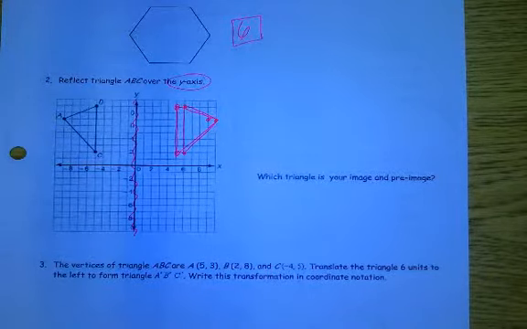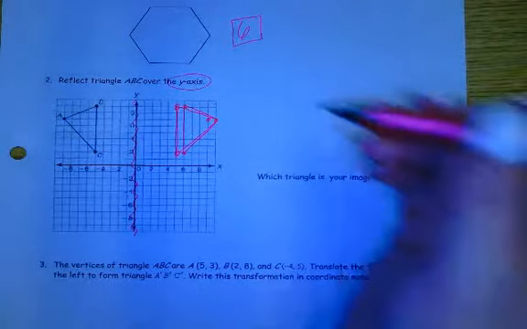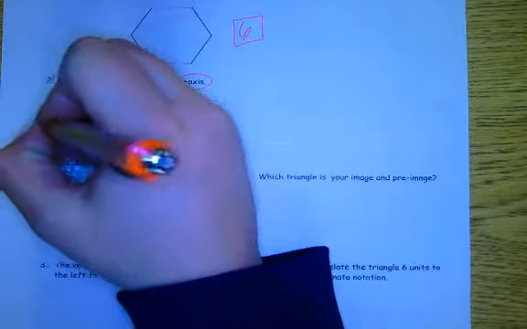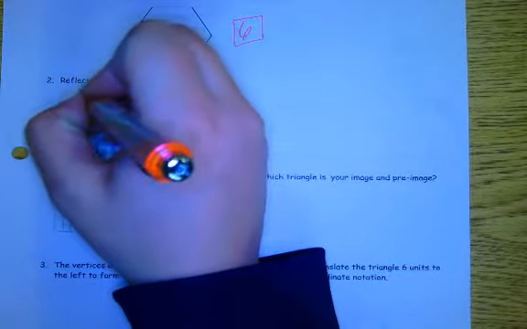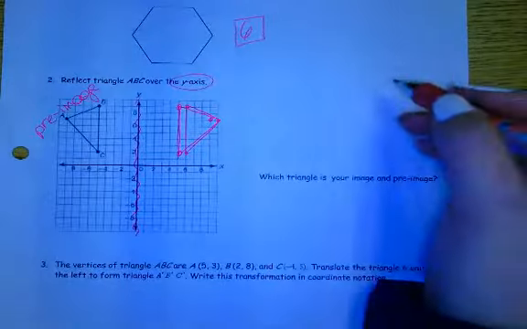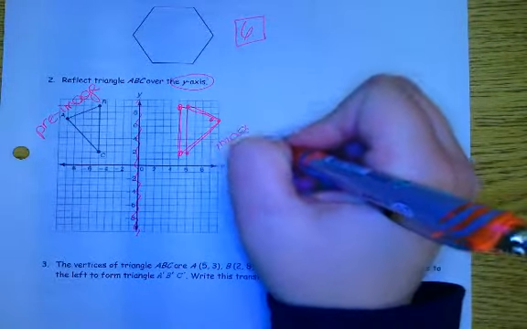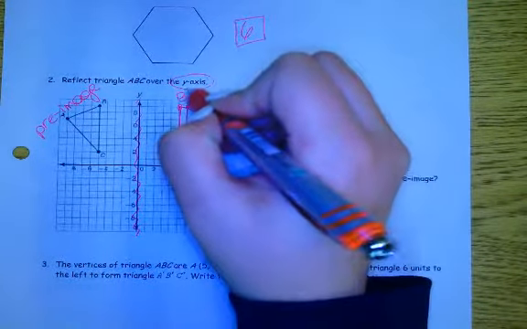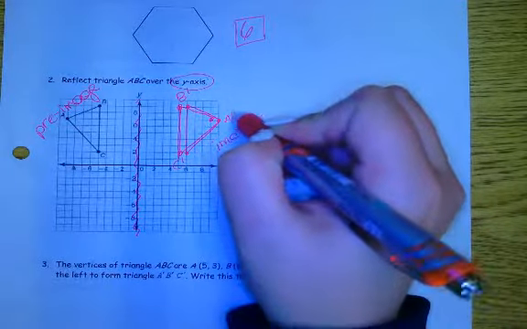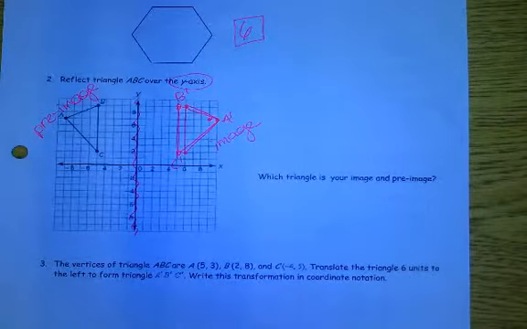It's a great start. Okay, so more importantly though, what is your image and your pre-image? Pre-image is what you start with. Okay, and then your image is what you end with, and then make sure you have the proper notation with the tick marks. Those tick marks show that it has been transformed.